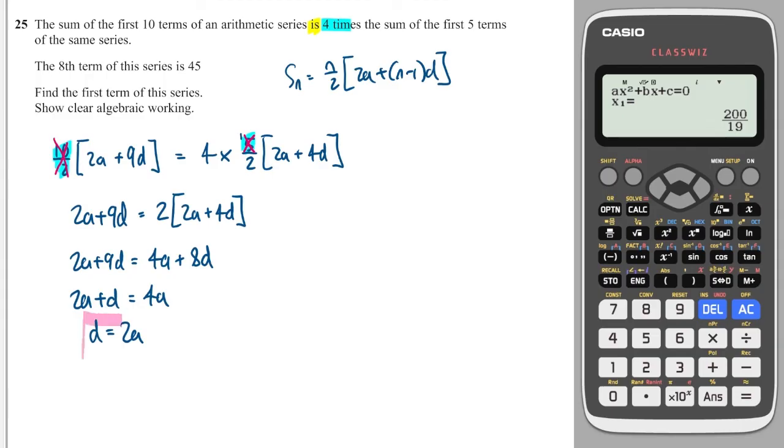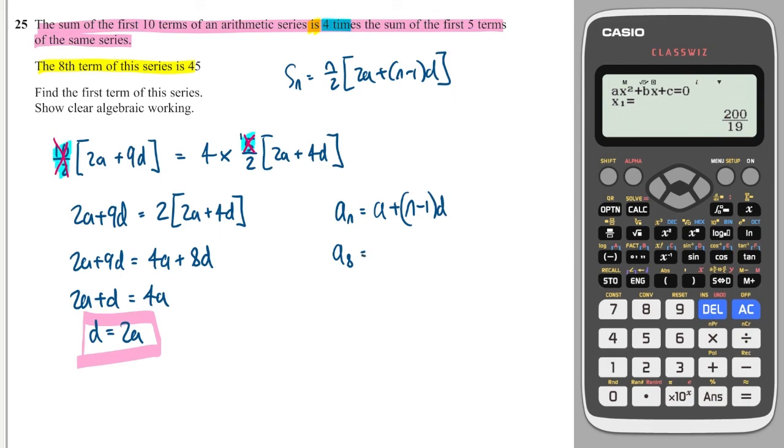Right, and all that came from that first line of information. So now let's use the second line of information. And for that I need the nth term formula. So the nth term formula is a_n is equal to a plus n minus 1 d. Now you're not given this one, so it's a really important one to remember. So that tells me that the 8th term in the sequence is equal to the first term plus n minus 1, so 8 minus 1 is 7, d, and we're told that that is equal to 45.